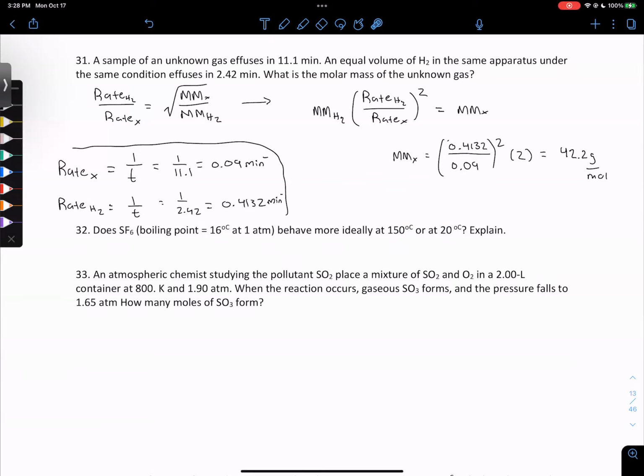Either direction or just up? Up, so higher. So like water, 100 degrees Celsius is the boiling point for water. Water vapor behaves more ideally at 600 degrees Celsius than it does at 200 degrees Celsius.